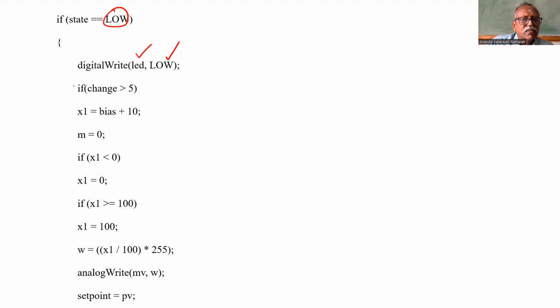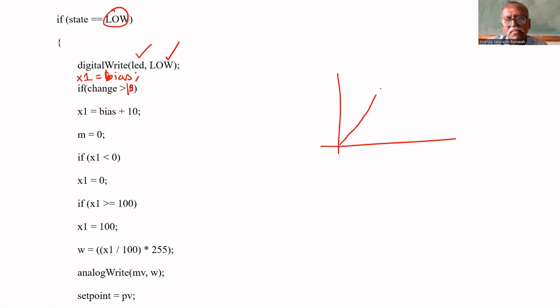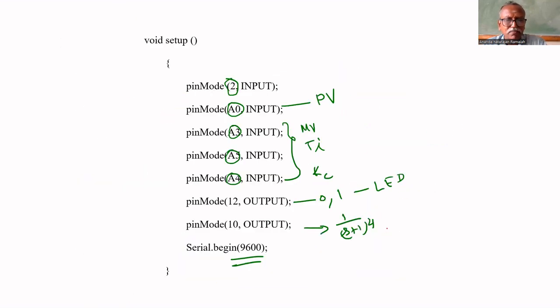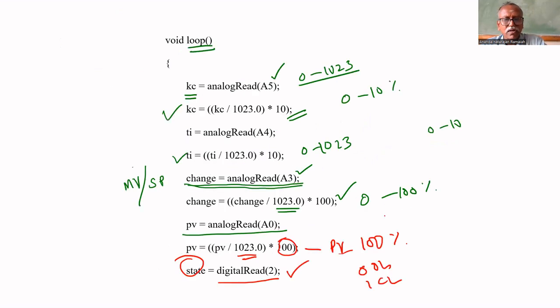If change is there, one more statement we have to write: X1 equal to bias. If change is greater than 10, because if you change the part, the input will vary like this, we don't want that. We want a step change. To give a step change, if it increases by 10, how are we reading the manipulated variable? As 0 to 100%, so change equal to change divided by 1023 multiplied by 100.